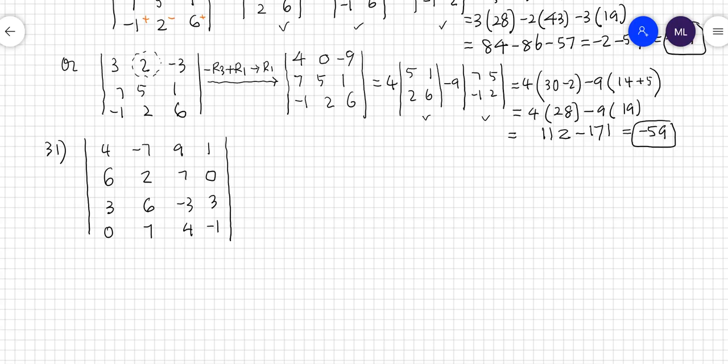Now, the first thing I like to do is, if you look at this row number 3, this is a multiple of 3. So I can factor 3 out: 3 times 4, -791, 6270. It's going to be 1, 2, -1, 1, 0, 7, 4, -1.